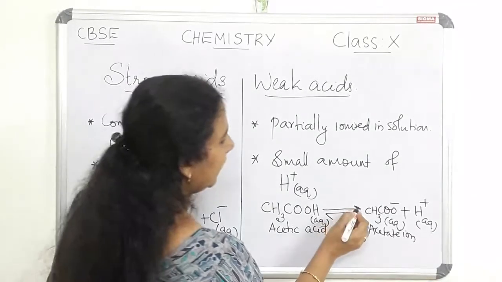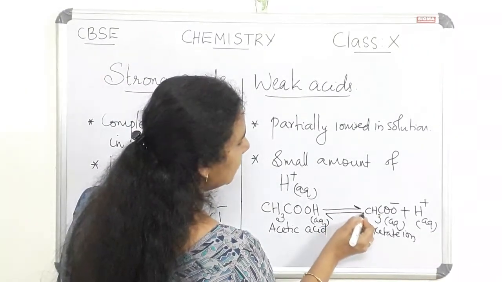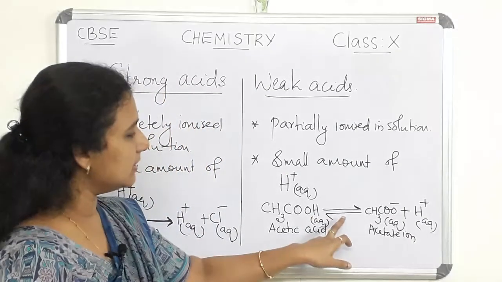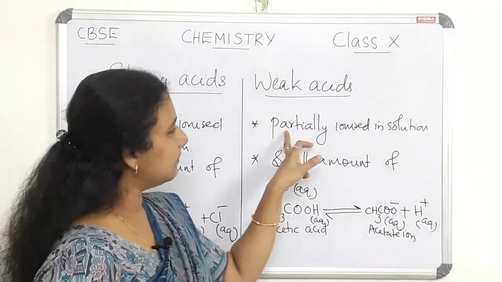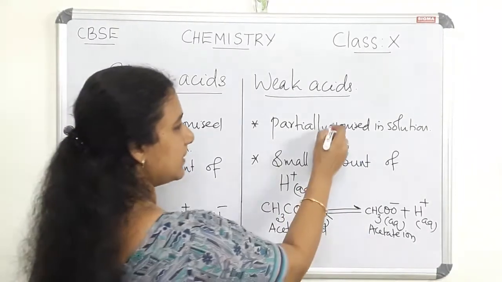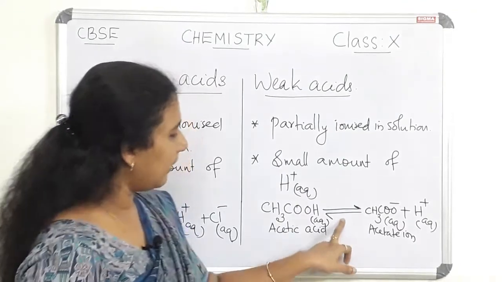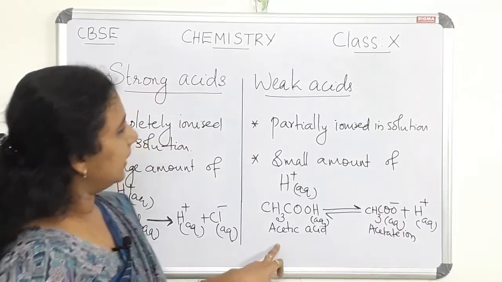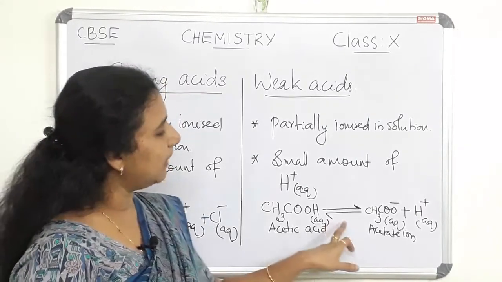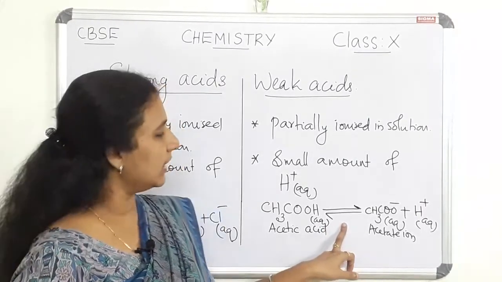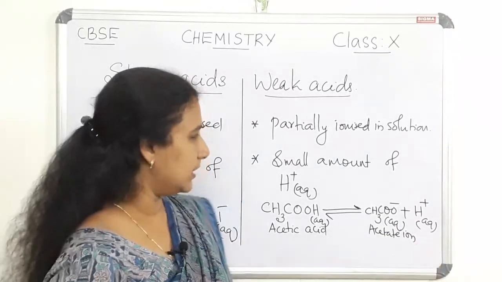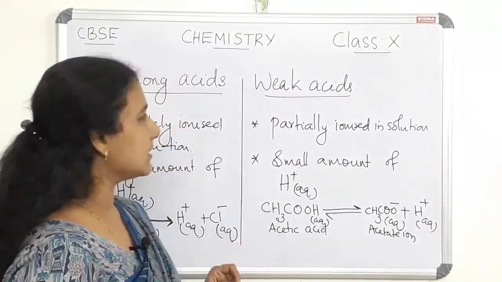Here we have to notice that there is a double headed arrow. This arrow represents partial ionization. So partial ionization is represented by this type of arrow. Since it is a weak acid, it partially ionizes in solution and produces a small amount of H plus ions in solution. That is why acetic acid is a weak acid.